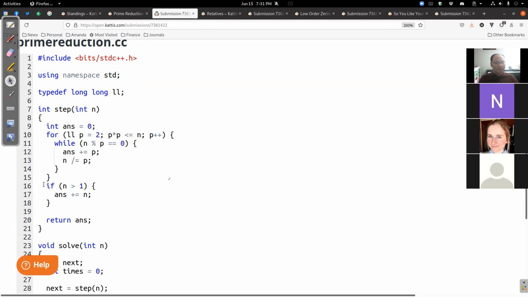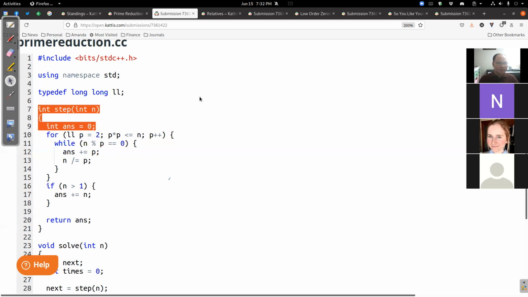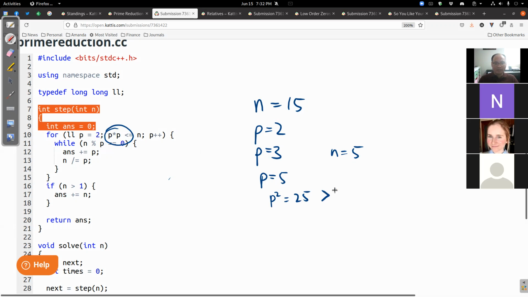Now, the other thing is when you exit this loop, n may not be 1. n could be bigger than 1. For example, if n is 15, then you try p equals 2, nothing happens. You try p equals 3, then of course when you divide out the 3, n becomes 5. Then in the next loop, p is equal to 5, but p squared is 25, which is greater than n, which is 5. So this loop exits, and n remains 5. So when you exit, it's possible that n is actually greater than 1, and whatever is left over is the last prime factor. So you have to consider that as well.